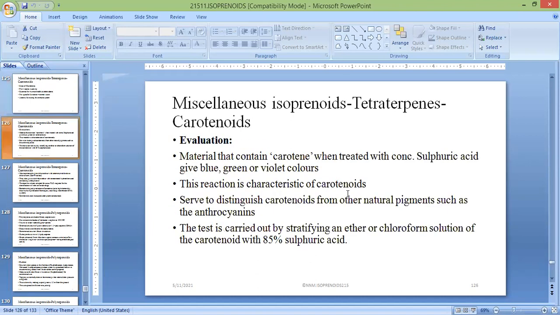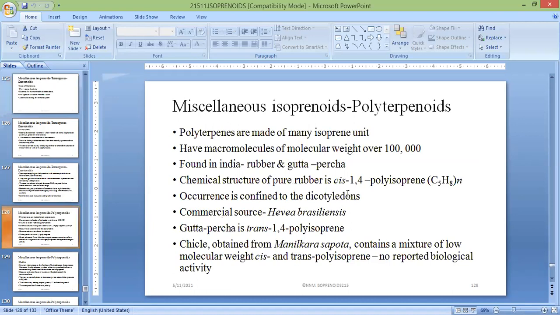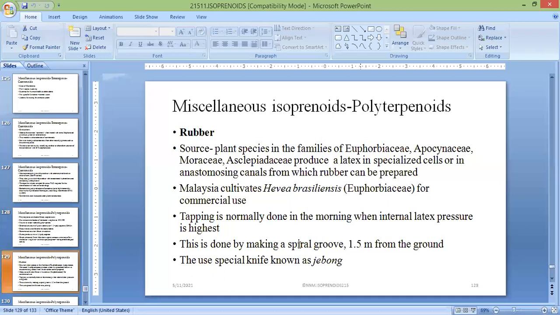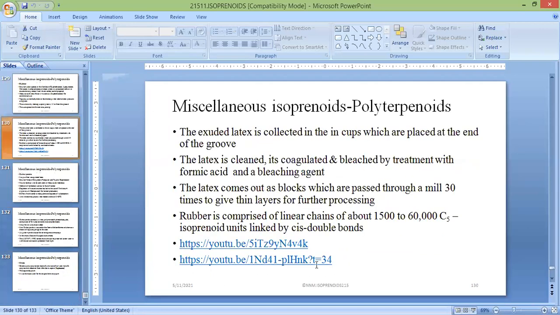Finally, we look at the polyterpenoids. Polyterpenoids here, what we majorly have is rubber. What we just have here is rubber. We know rubber will be used in forming this latex-based stuff, such as the condoms.